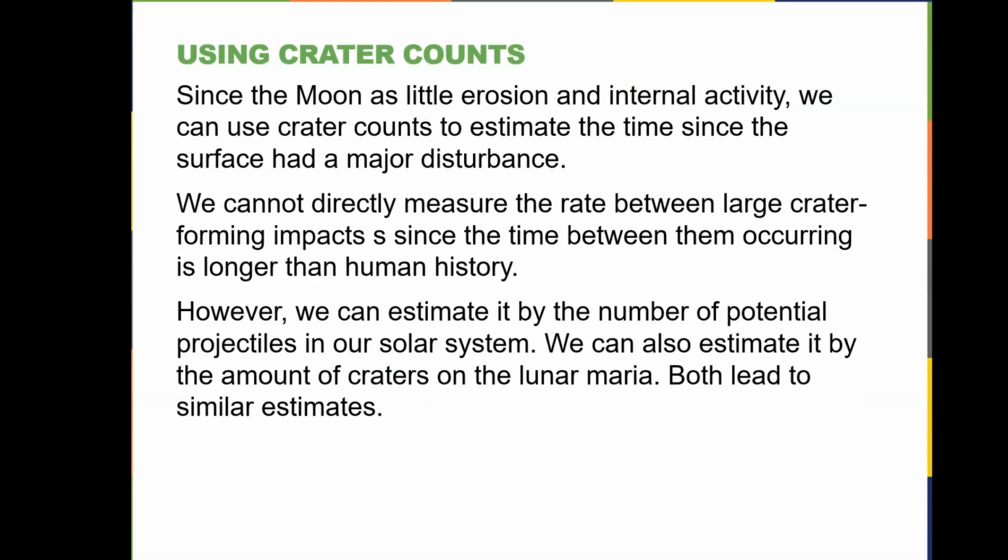Since the moon has little erosion and internal activity, we can use crater counts to estimate the time since the surface had a major disturbance. We cannot directly measure the rate between large crater-forming impacts, since the time between them occurring is longer than human history. However, we can estimate it by the number of potential projectiles in our solar system. We can also estimate it by the amount of craters on the lunar Maria. Both lead to similar estimates.